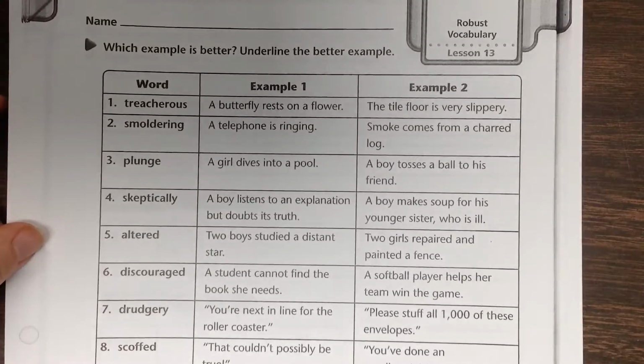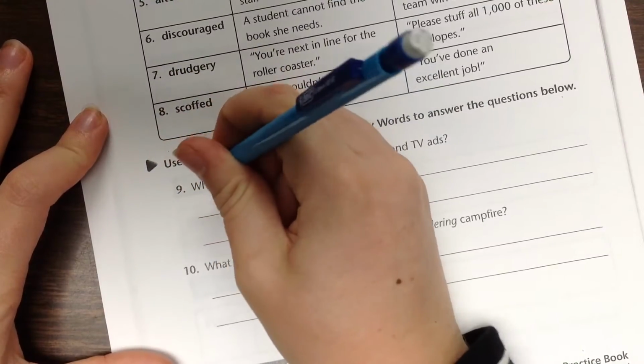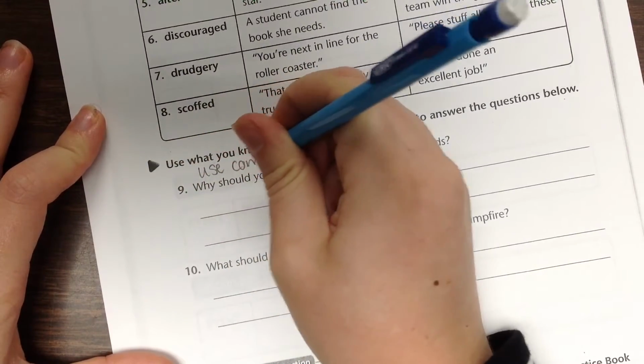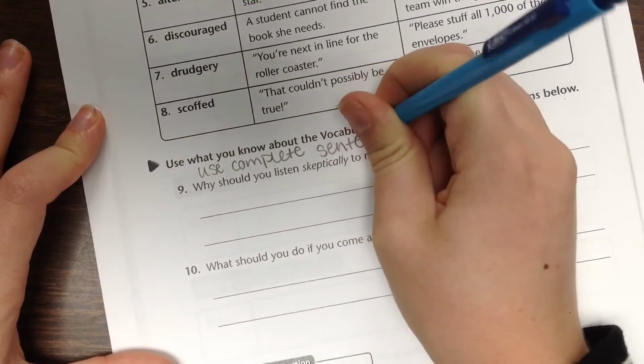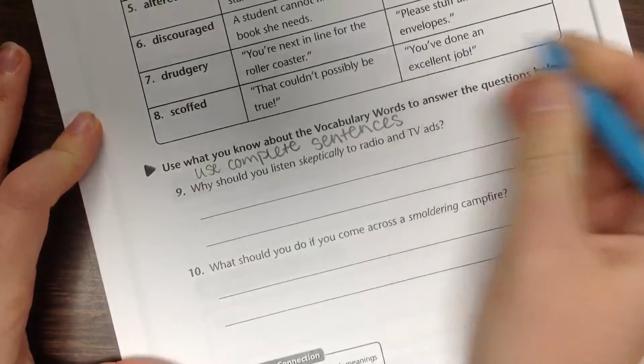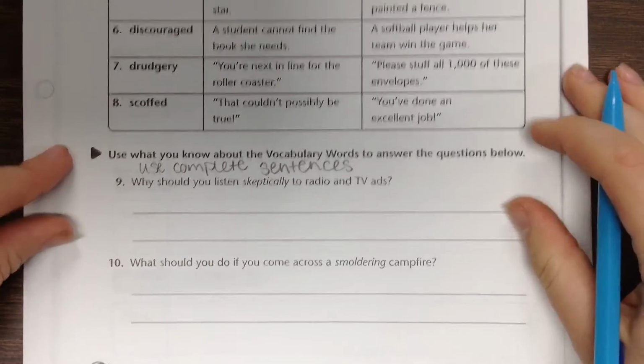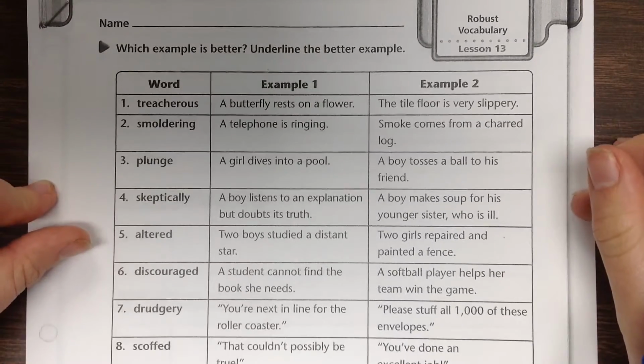All right, so now that you know your vocab words, you can do your vocab page. This is page 72. Make sure that you use complete sentences for numbers 9 and 10. Use complete sentences. And I think that's pretty self-explanatory.